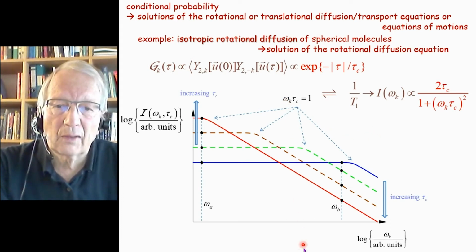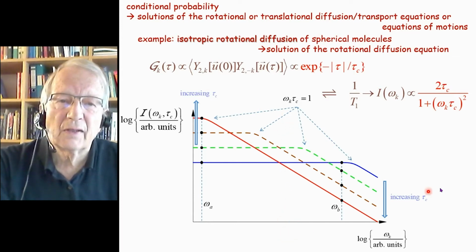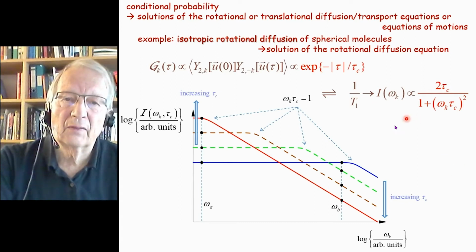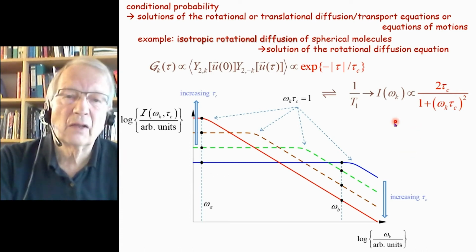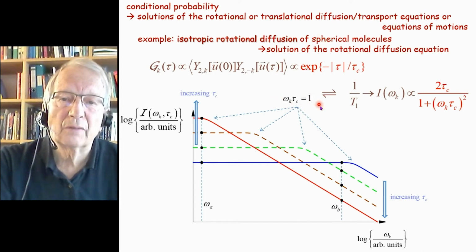If we look at a medium frequency, imagine you are measuring at a fixed frequency, you will see that we have a maximum of the spectral density. So the spin lattice relaxation rate will have a maximum. At shorter and longer correlation times, the value will be less than at the position where we have this omega times tau equal to 1.